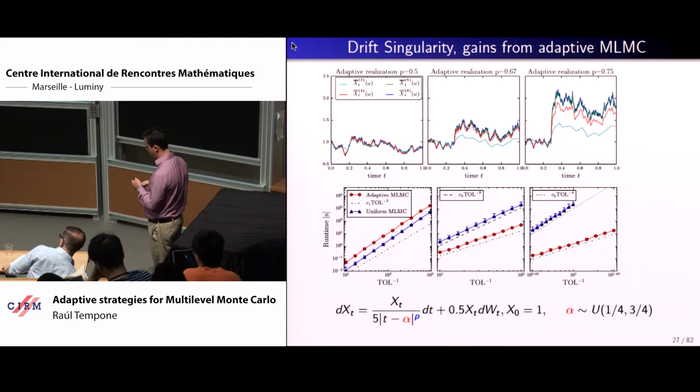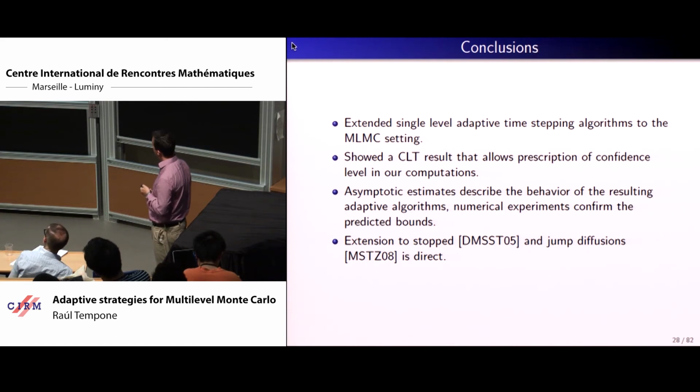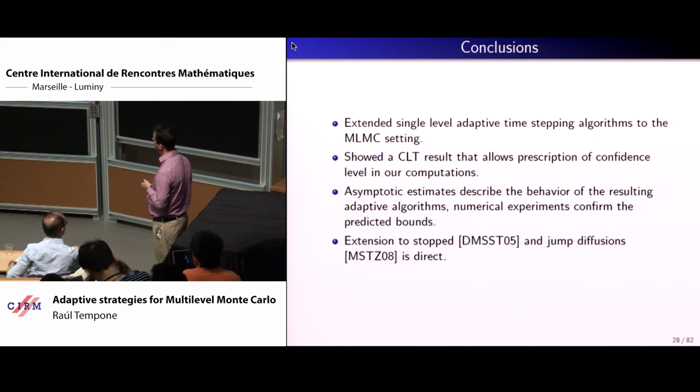One more thing: the alpha here was uniformly distributed between 1/4 and 3/4, so actually the meshes have to be stochastic, because the position of the singularity is just jumping around. Okay, so I told you essentially how to do adaptive multi-level Monte Carlo approximation.